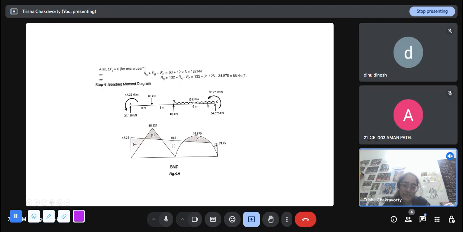For the fixed end moments, first I draw only this fixed end moment. So this is 47.25 and this is 33.75. I know that, suppose the beam only had two fixed end moments, then it would have a bending moment diagram of this nature. These will just join with a straight line. Then forget about the support moments, and only look at these forces.